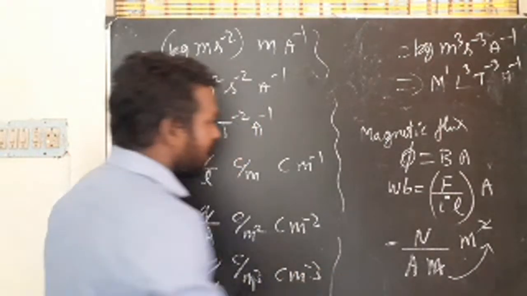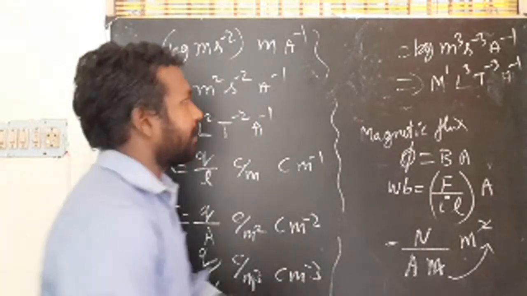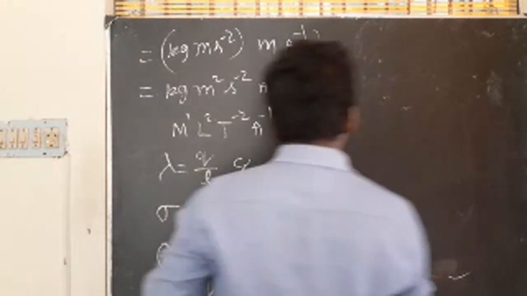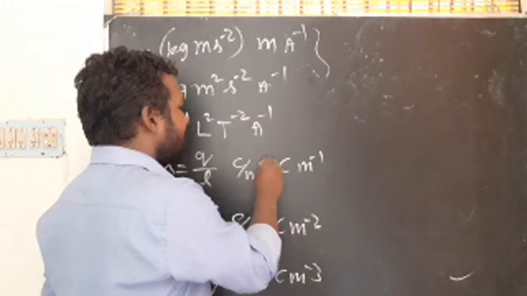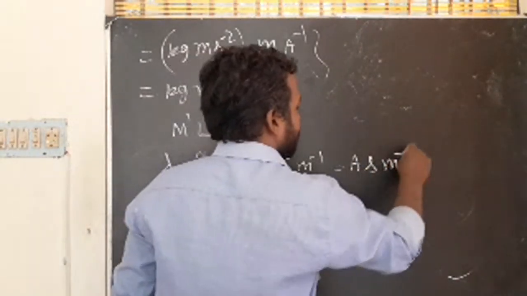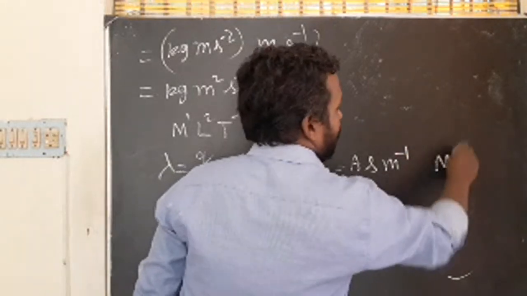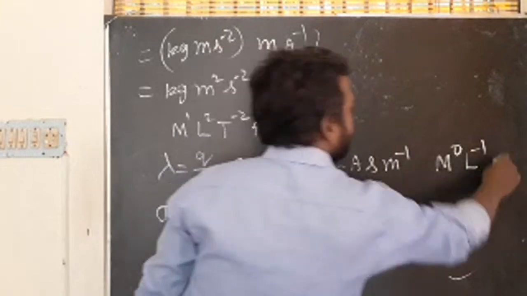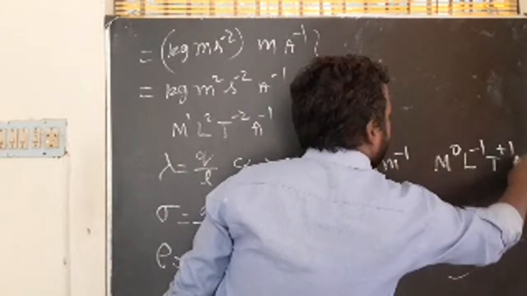Now we will find the dimensional formula for charge density. Coulombs we can write as ampere into second. So ampere into second into meter inverse. Dimensional formula: mass is not there, length power minus 1, time power plus 1, ampere power plus 1.